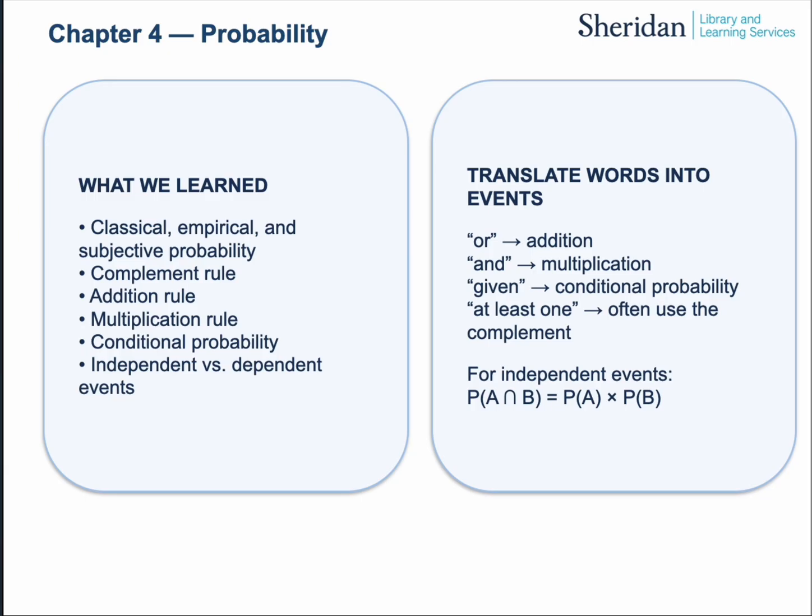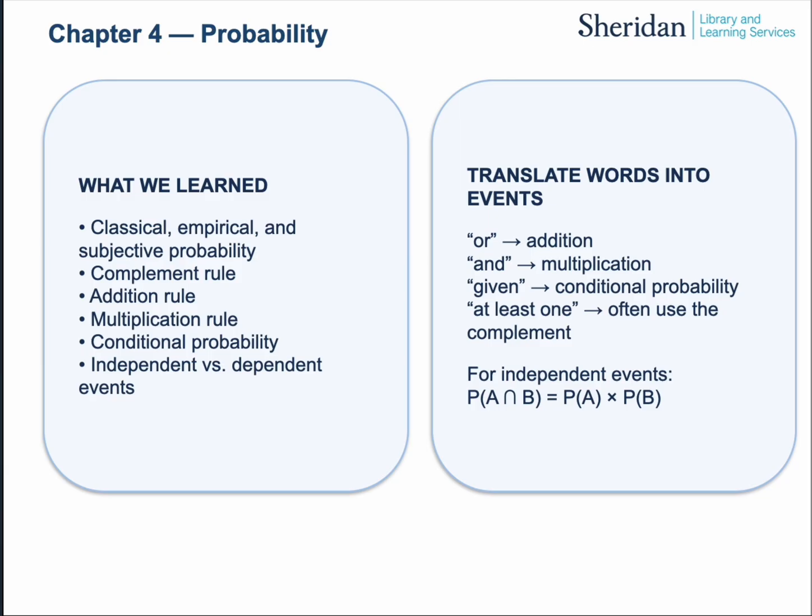Now let's look at the multiplication rule. When you see the word and, think about multiplication. If the events are independent, the probability of both events happening is simply the probability of the first event multiplied by the probability of the second event. A good example would be flipping a coin twice. The result of the first flip doesn't affect the second flip, so the two events are independent.